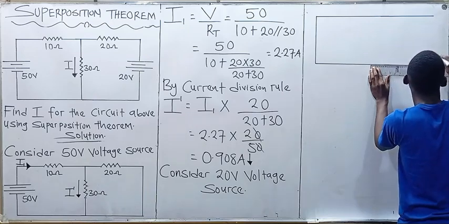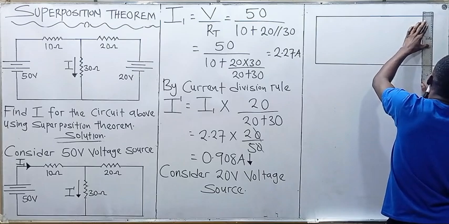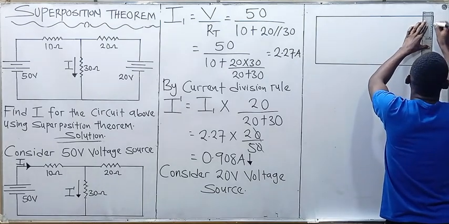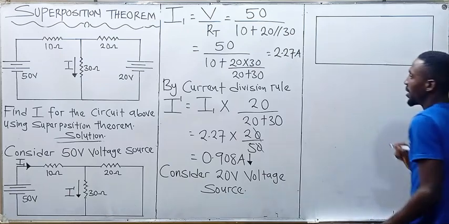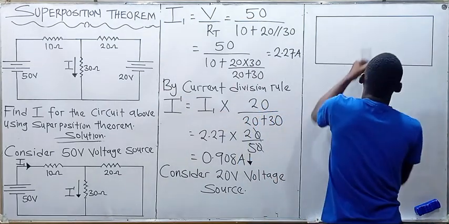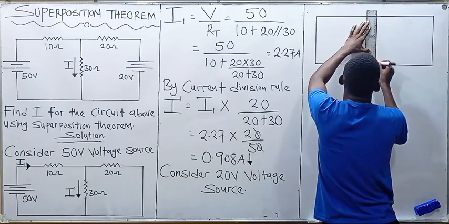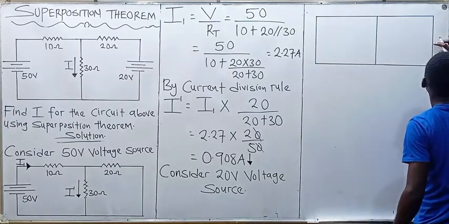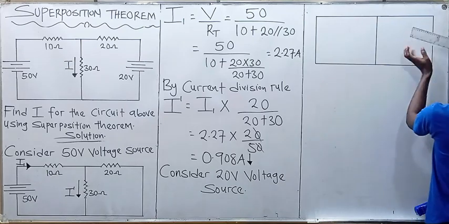So we are doing it one step at a time. No rush. So that's it. Now we are considering 20 volts. So let's put a line here first. Then let's put our voltage.